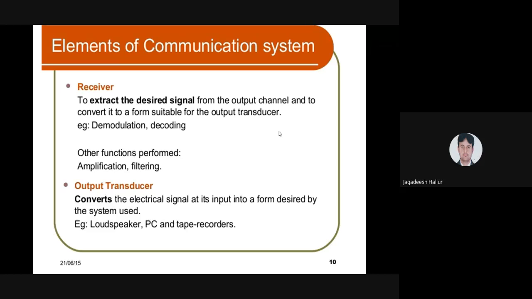You have to do some more functions: amplification and filtering. And the last is your output transducer. It converts the electrical signal input to a form desired by the system user. If you want to connect that signal to your loudspeaker, your personal computers (PC), tape recorders, laptops, or mobile phones, anything can be connected to the output transducer so that you can hear that particular voice. That is your output transducer.